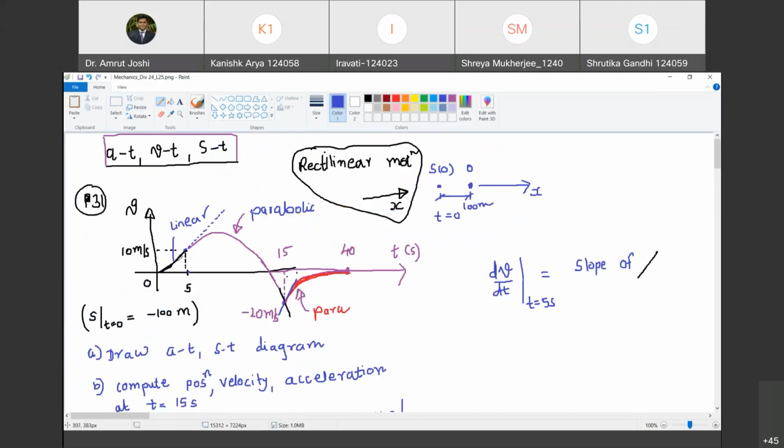Earlier, how did it happen? This line itself was the tangent to the parabola at 5 seconds. Are you with me? Yes, sir. That condition is not there here. So now what do we do? What will be the third condition? Can you tell me? Sir, will we be able to use normal instead of tangent, sir?